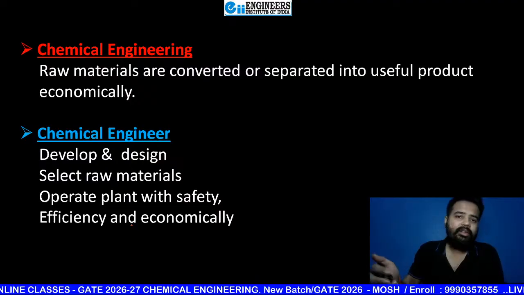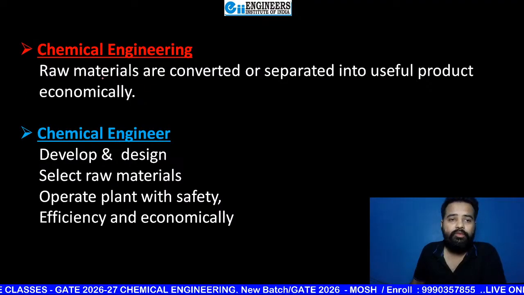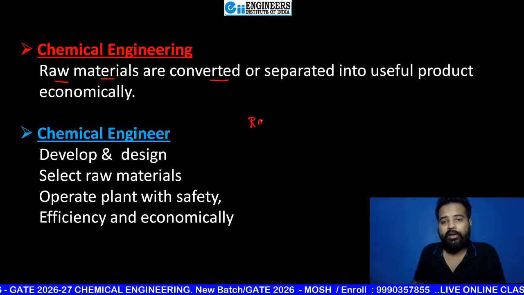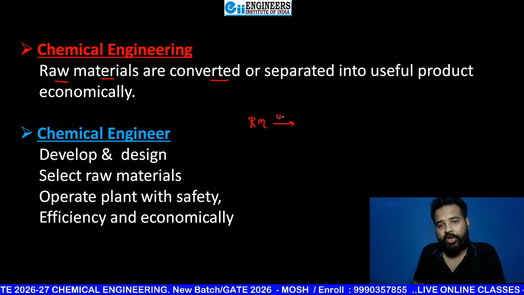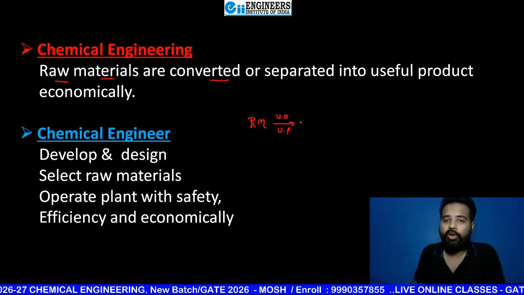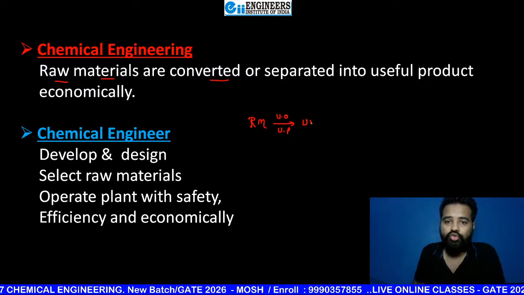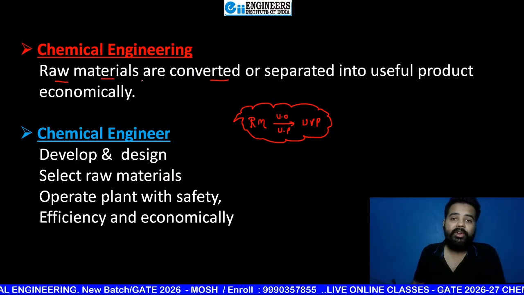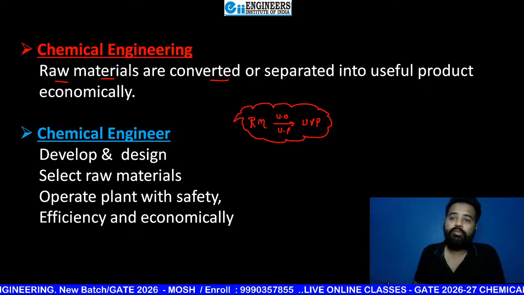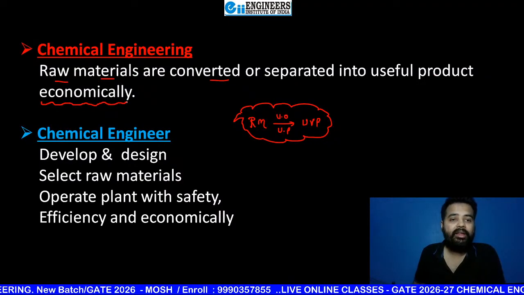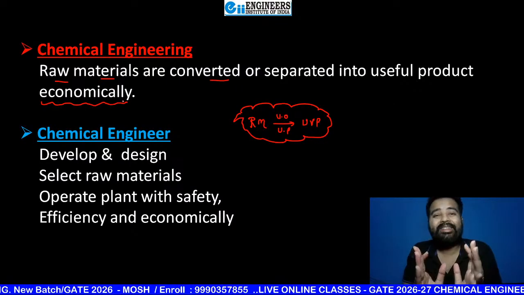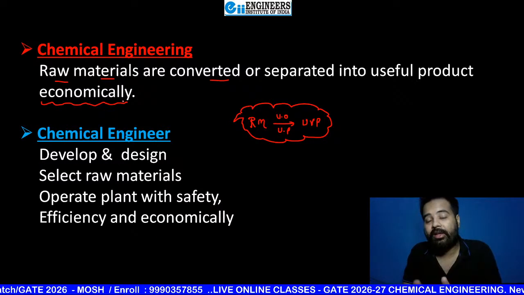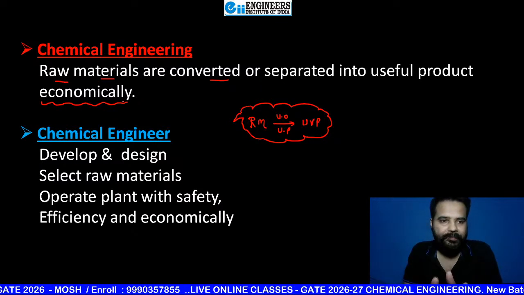So, who are chemical engineers, beta? Chemical engineers are those who convert raw materials. You take raw material, and after unit operation, unit process, you convert this raw material into useful valuable products. Okay. So raw materials are converted or separated into useful products, and the main thing here, beta, is economically. Whenever you say you are an engineer, engineer means you must be economic. If you can't make something economically, then you can't compete in the market.